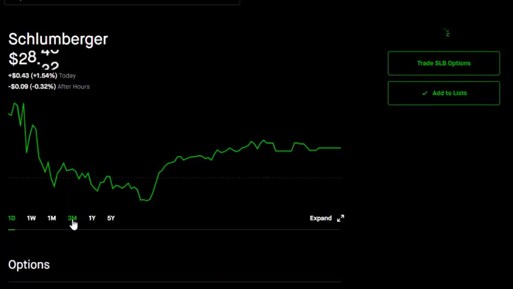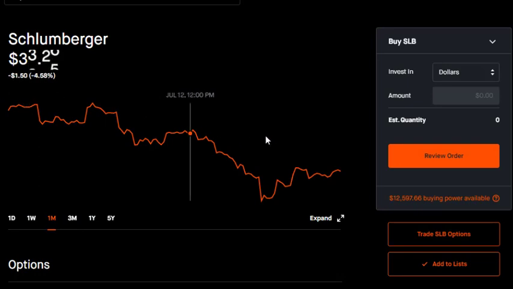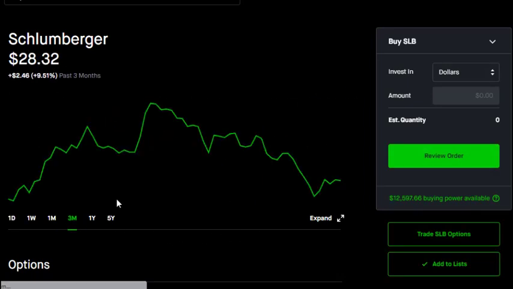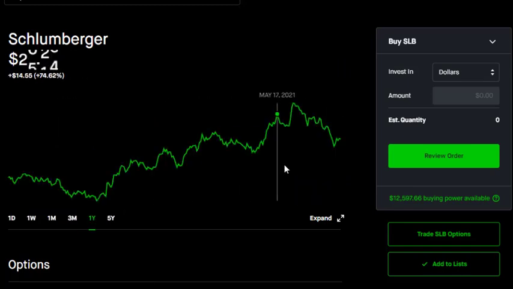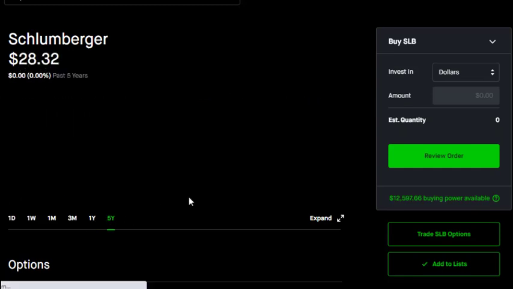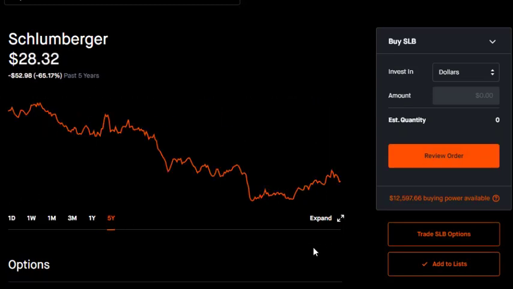But if we look at SLB over the past month, it's been trending down and it's currently sitting at $28.32. And over the past 3 months, you can see it had a nice little peak here. Kind of looks like a little bit of a head and shoulders pattern. But it seems like we might have caught a bounce, maybe get it up to a test around these levels around $31. And I'll probably look to exit there because it seems like the trend is going to continue down here for SLB. Even though the last year has been pretty strong, the 5-year trend here is not great.